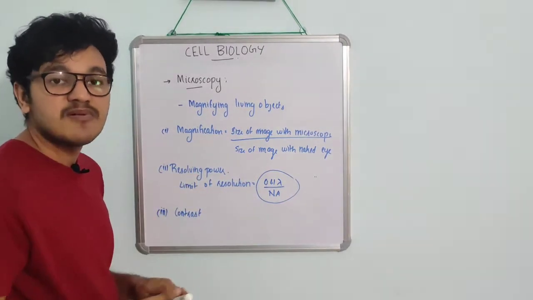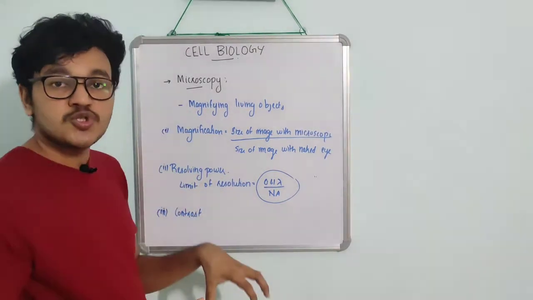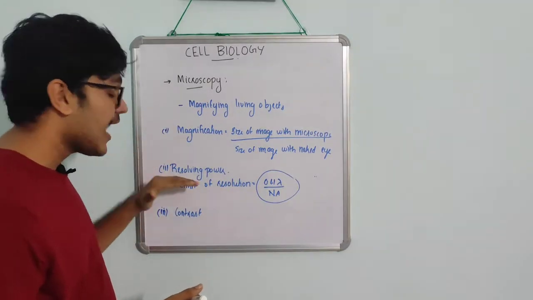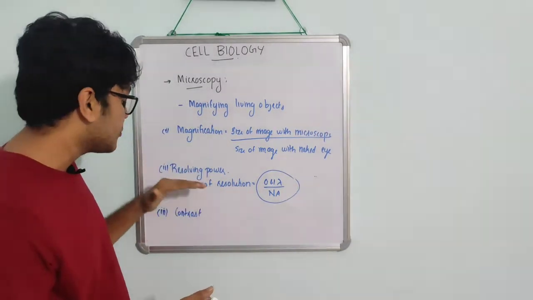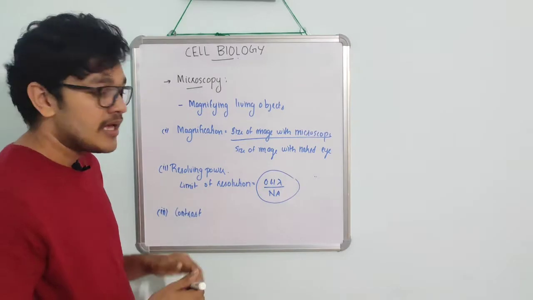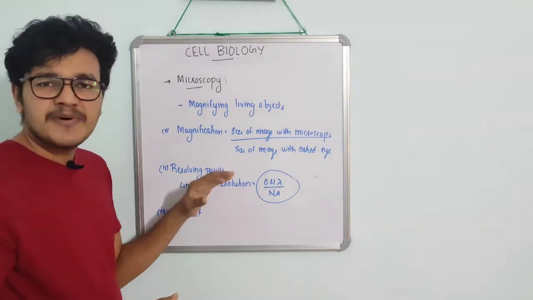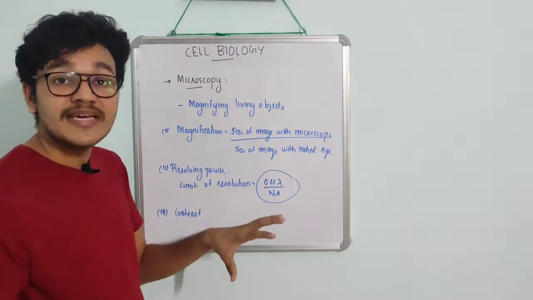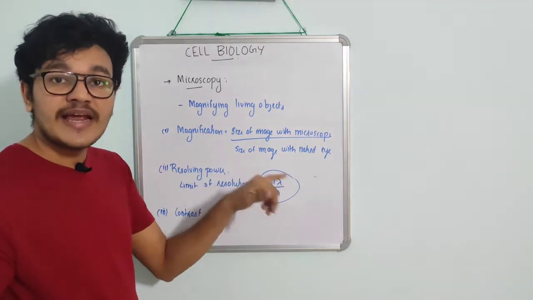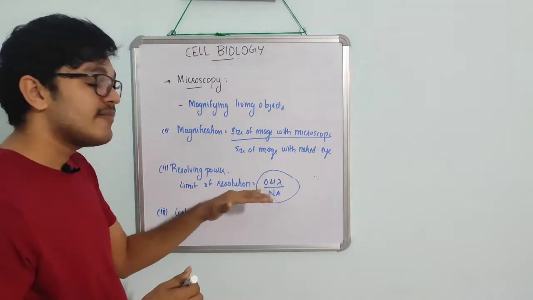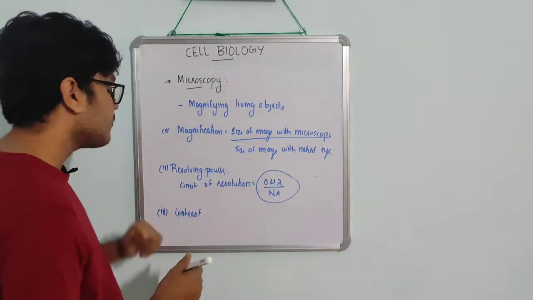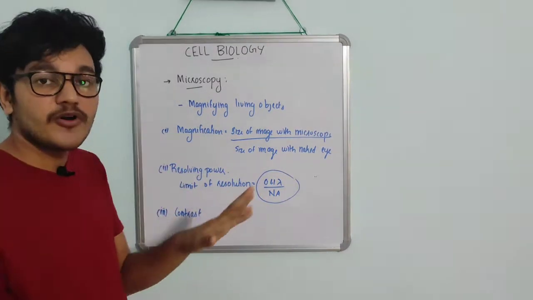It is inversely proportional. So a microscope should have high magnification and high resolving power. That means it should have a lower limit of resolution. The numerical aperture of a microscope is almost fixed. Now what is changeable? The lambda, that is the wavelength of light, can be changed. So a lower wavelength of light should be used for higher resolving power and magnification. That's an important point to be noted here.